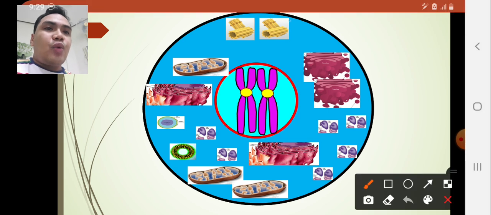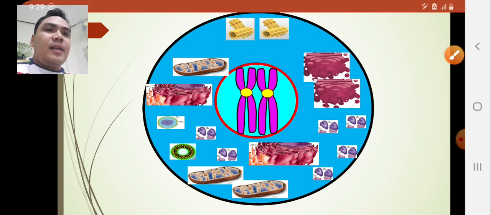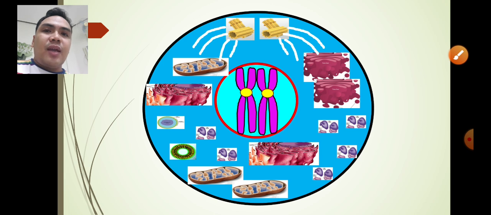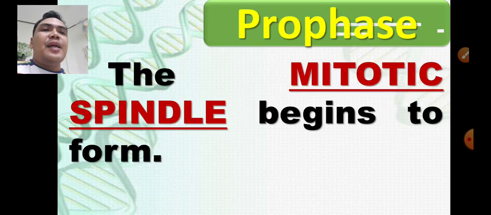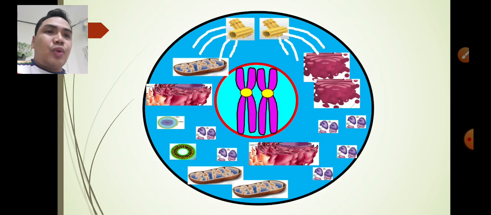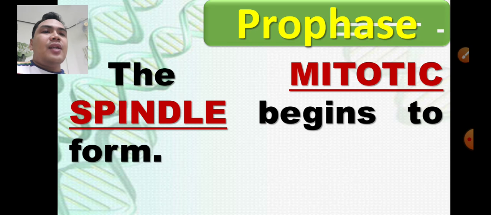And then the next one, take a look at the centrosome, class. The centrosome produces the spindle fiber, which is the mitotic spindle. So the mitotic spindle begins to form. The thread-like structure, which is white in color, is the mitotic spindle. So the mitotic spindle begins to form.